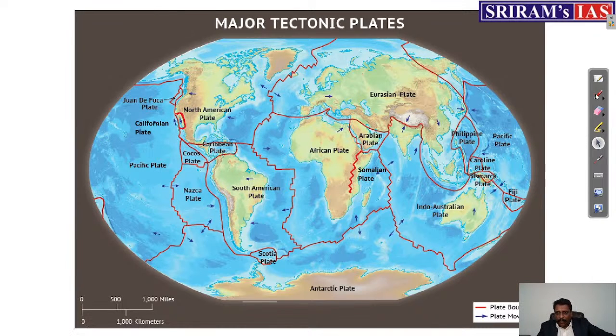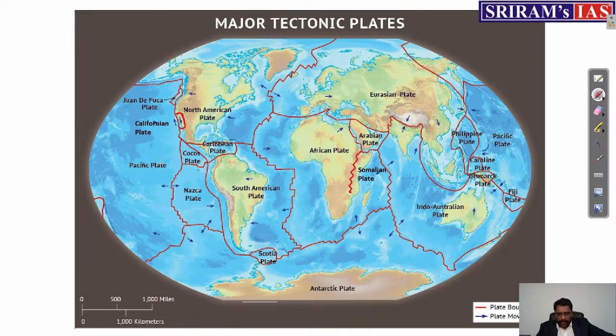In that way, the entire Earth is divided into 7 major plates, somewhere around 20 minor plates, and a few micro plates. Not every minor plate is important, but some of the minor plates are important. I'll tell you which minor plates are important.